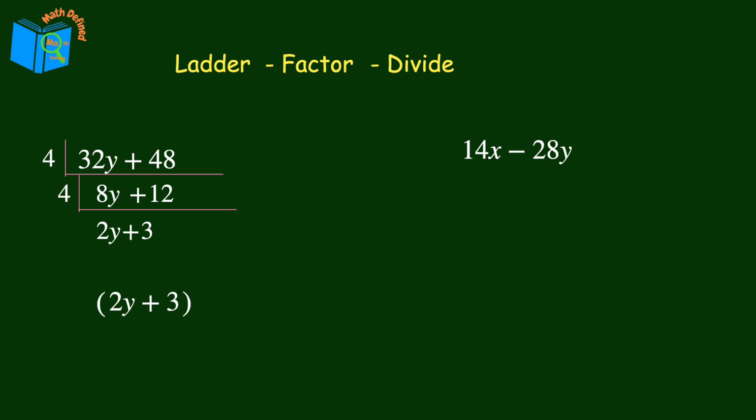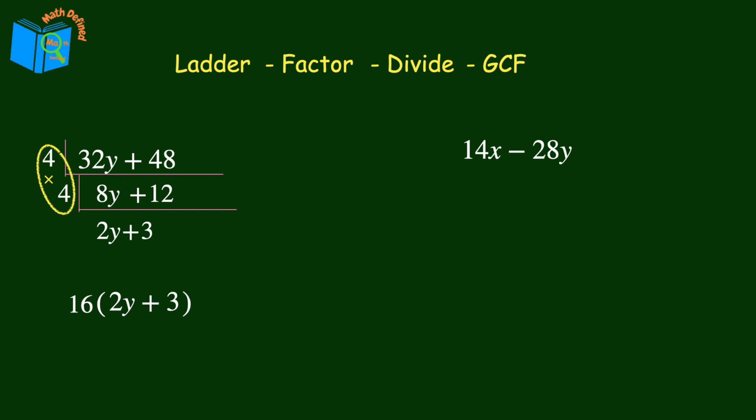The last step is to find the GCF for these terms by multiplying the two shared factors. And 4 times 4 is 16. So 16 is the GCF. We'll place it outside of the parentheses. And that's it. The factored expression is 16 times the quantity 2y plus 3.